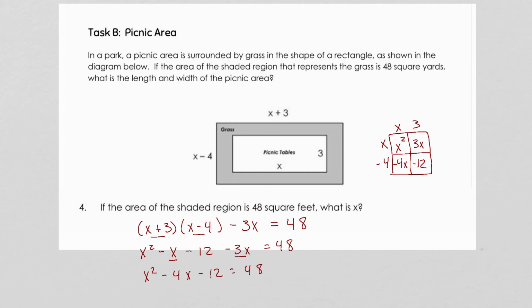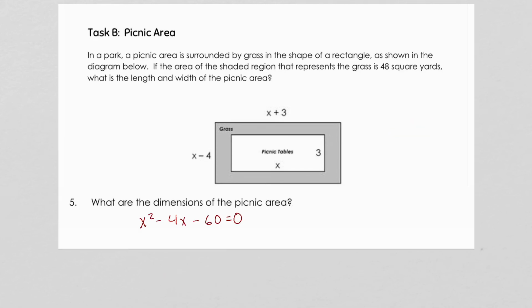But remember, when we're solving these, we always have to make it equal to 0. So let's subtract that 48 from both sides. And we end up with x squared minus 4x minus 60 equals 0. Now we can solve it. So here's the final equation that we came up with. And again, to solve it, we could use factoring.